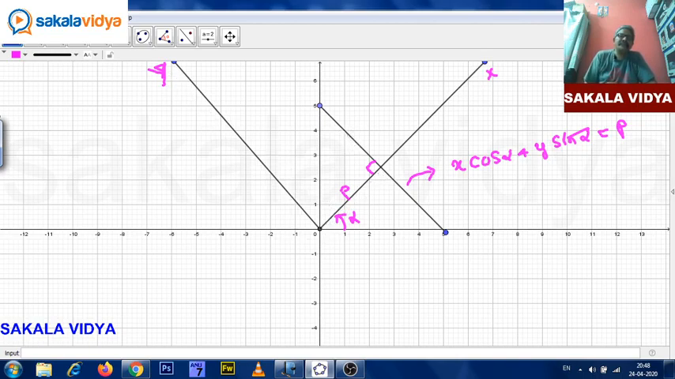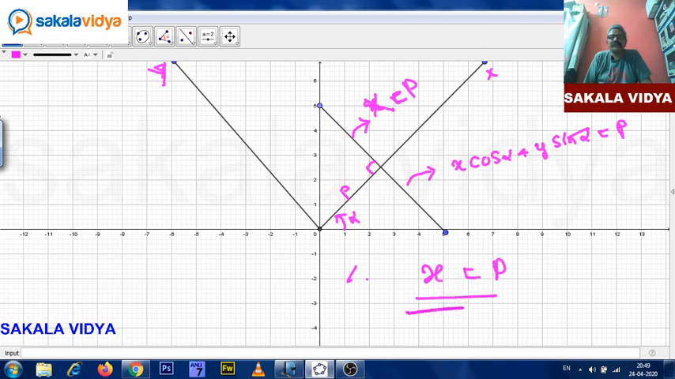So now this equation becomes, with respect to the new axis, x is equal to capital X is equal to p. The equation of the line parallel to the y axis is in the form of x is equal to constant, which is at a distance of p, x is equal to p. So therefore the answer is x is equal to p. That's all. Very simple manner we can do this problem.